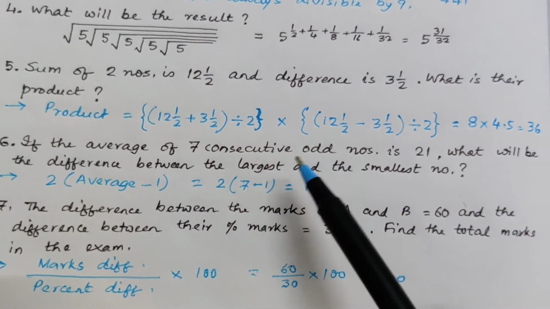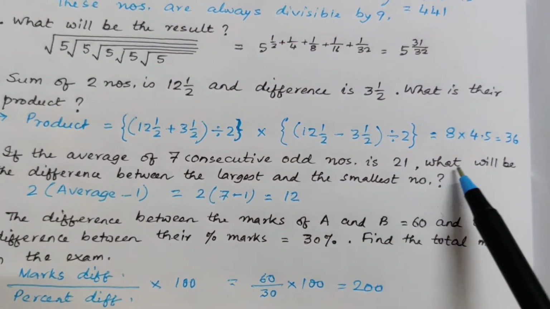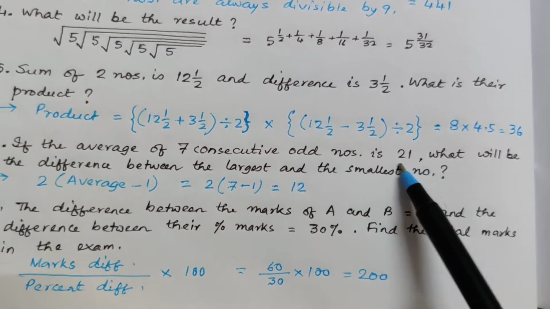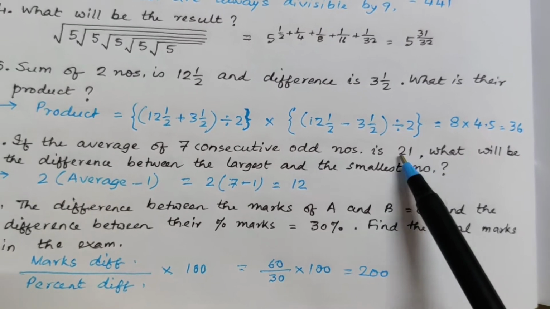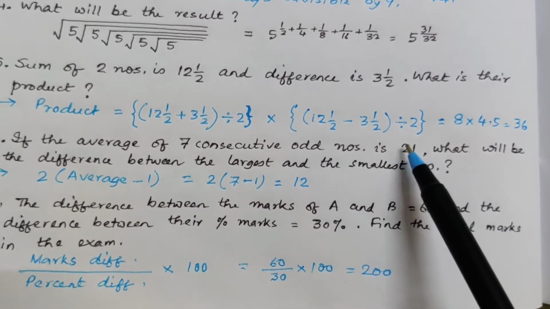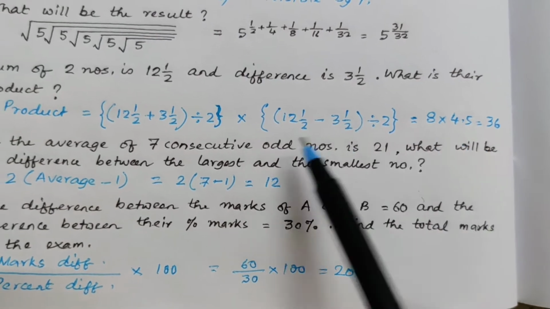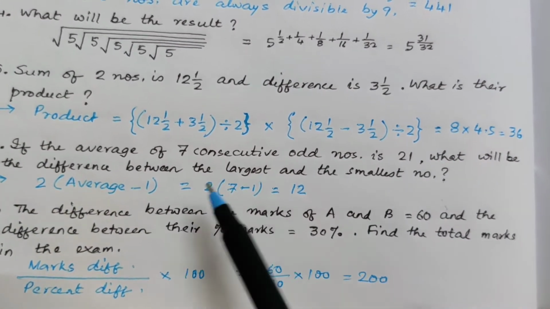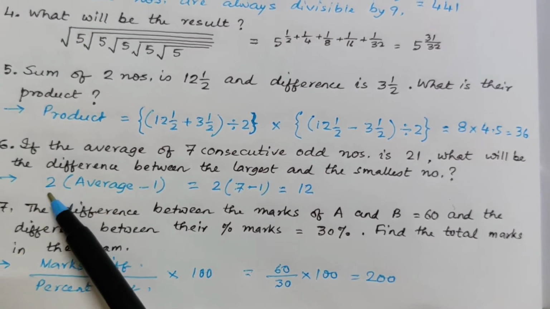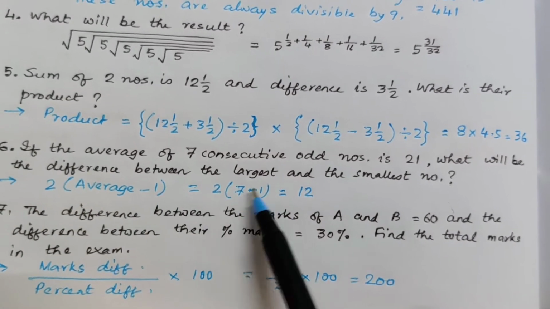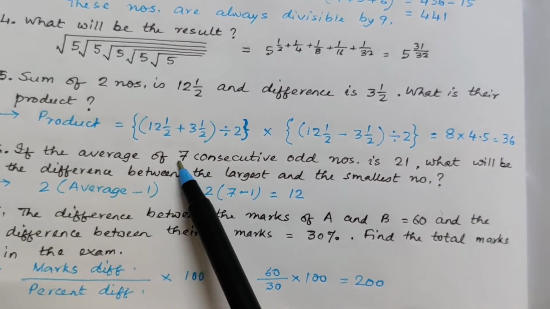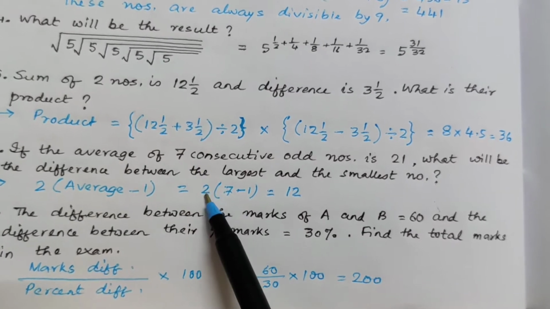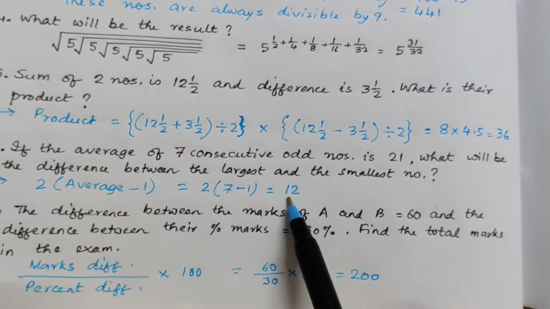If the average of 7 consecutive odd numbers is 21, then 21 will always be in the middle. If the average is 21, then 21 is the middle number. What will be the difference between the largest and the smallest number? The shortcut formula is 2 into (number of terms minus 1). That means 2 into, how many numbers? Consecutive numbers 7. So 2 into 7 minus 1, that is 12.